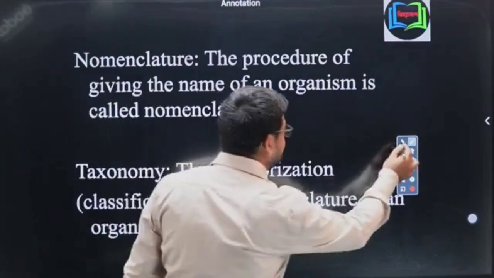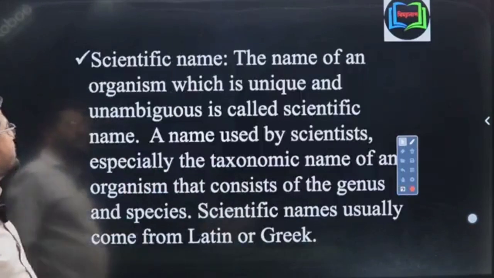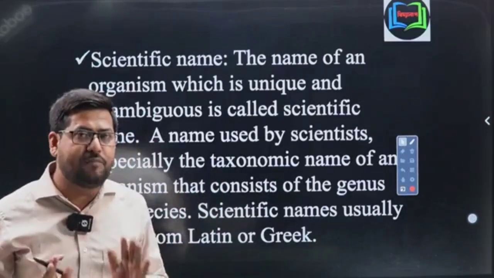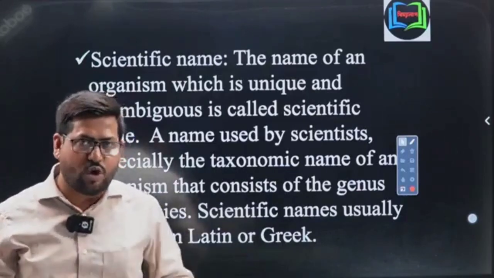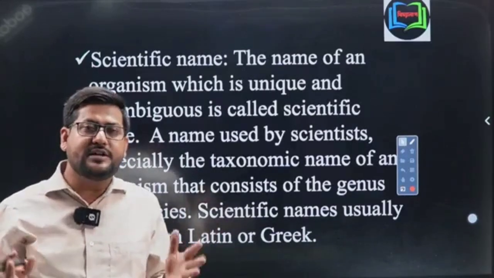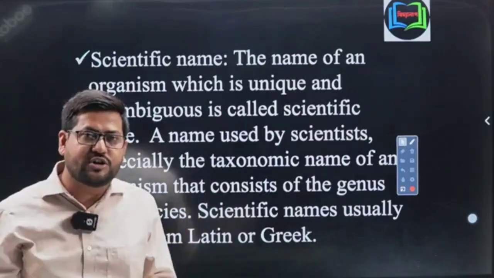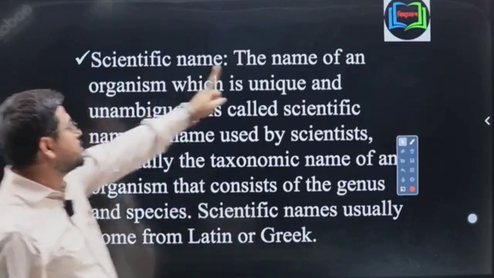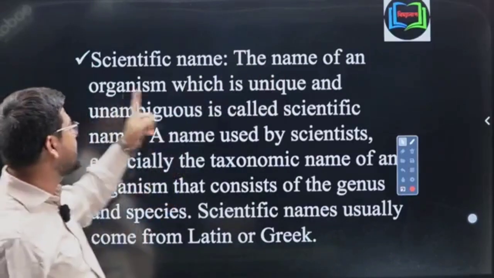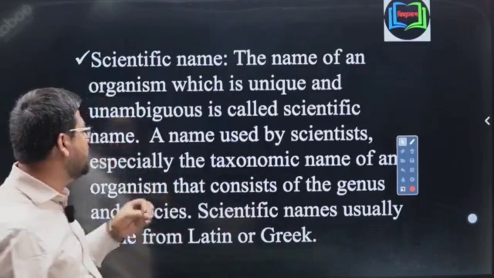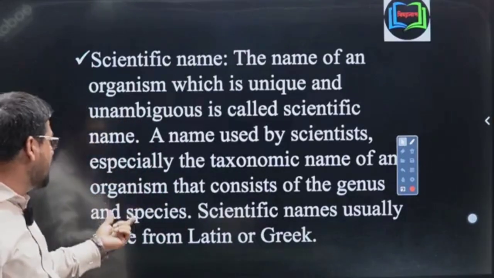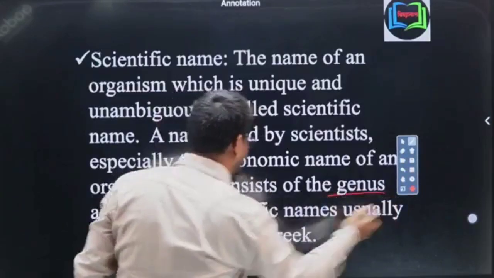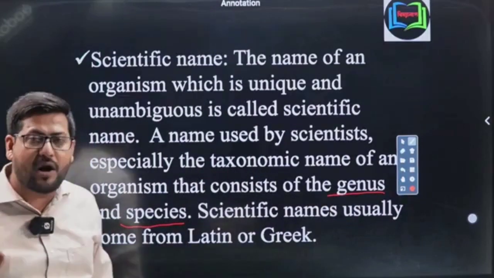So the next thing is the scientific name. Homo sapiens is a scientific name. You must keep it in the back of your mind: Homo sapiens is not the name of human in English, rather it follows some procedure of biological taxonomy, and after that you get this outcome, Homo sapiens. A scientific name of an organism will always be unique and unambiguous, and it always has two different parts: one is the genus and the other is the species. So the genus name and species name are the main parts of a scientific name.